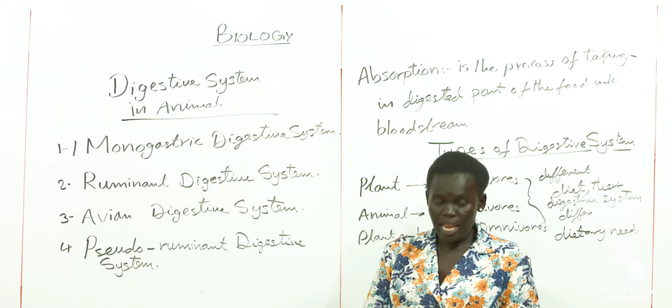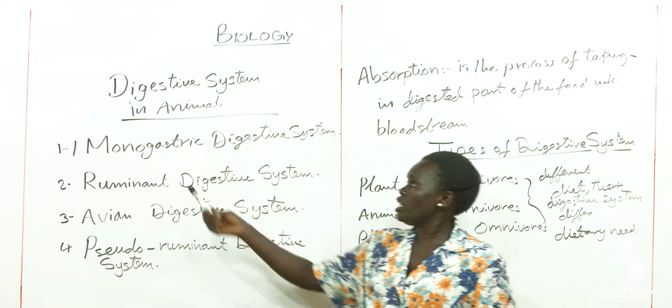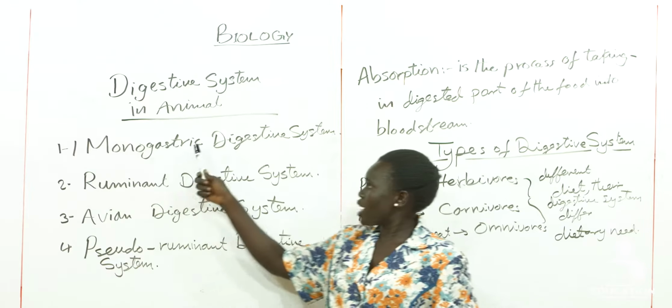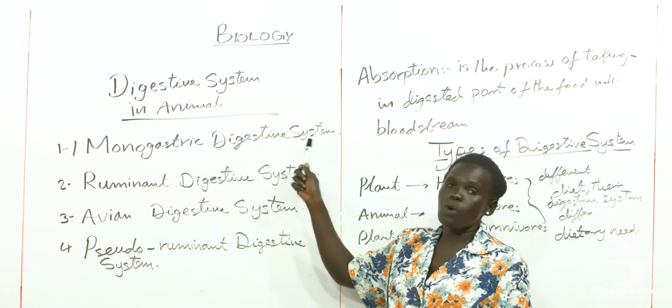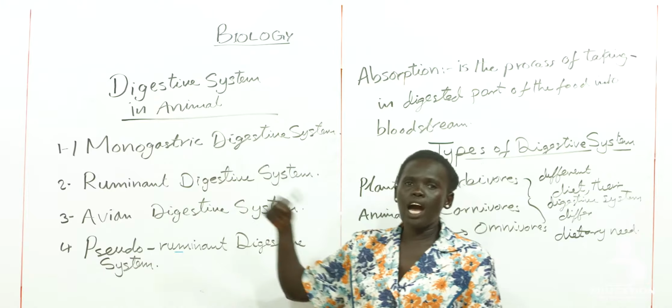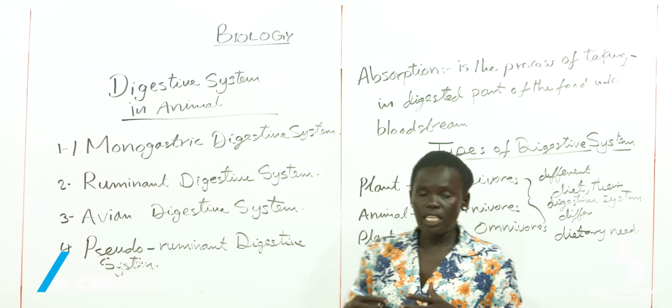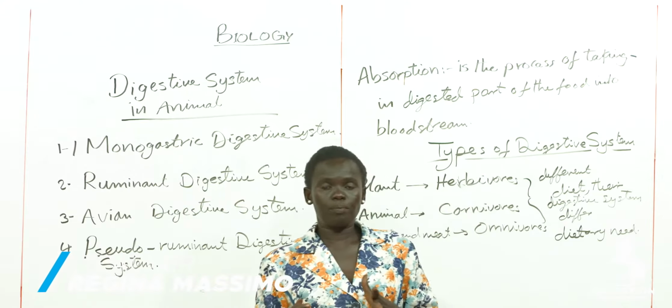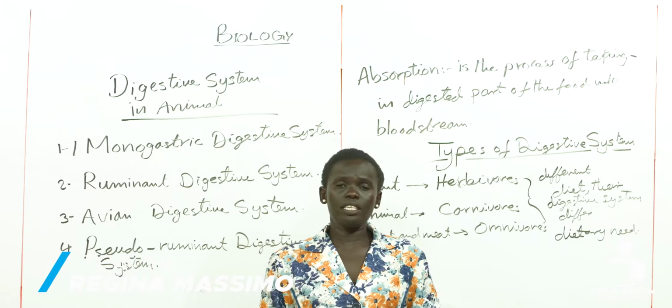In our next lesson, we'll be discussing the monogastric digestive system. What do we mean by this, and what does it look like? Then we look at its structure.